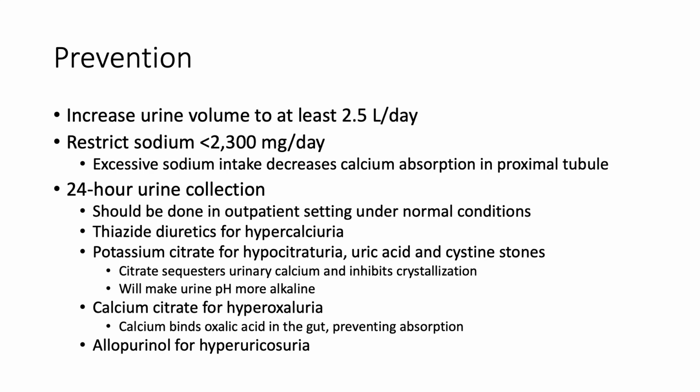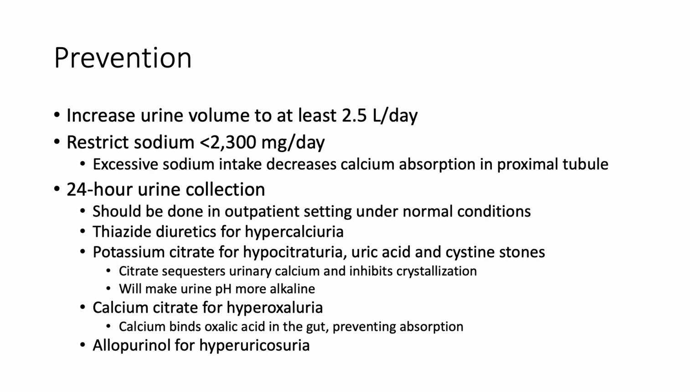So if they have hypercalciuria, you may recommend a thiazide diuretic to decrease how much calcium is getting into their urine. If they have hypocitraturia, so low urine citrate, or if they have uric acid or cysteine kidney stones, you may recommend potassium citrate. That citrate is going to sequester urine calcium and inhibit it from crystallizing. You're also going to make their urine pH more alkaline, which is going to reduce your risk of uric acid and cysteine stones.